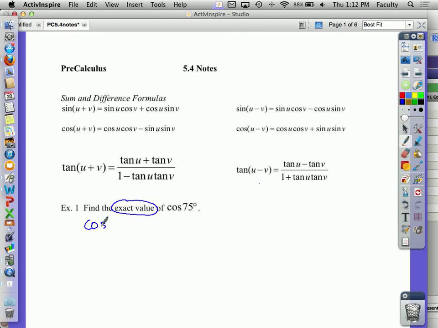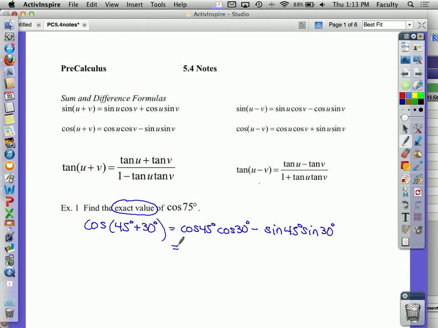So we're going to do the cosine of 45 degrees plus 30 degrees. It would not matter if you put the 30 degrees first. We're still going to ultimately get the same answer. So you look at your cosine formula. It's the addition. So we're going to do cosine 45 times cosine 30. Now it's a minus sign in between. Sine 45 degrees, sine 30 degrees.